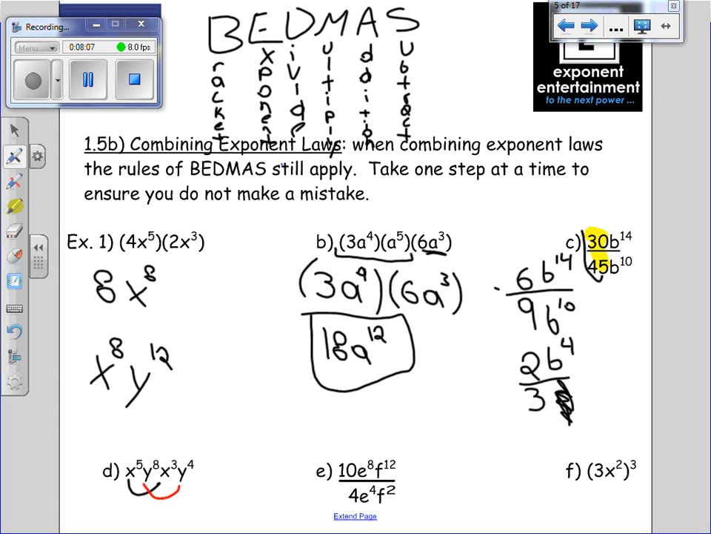Same thing for e. Simplify the coefficients. What do we get when we simplify the coefficients? 5 over 2. And put it over here. Then we have to simplify the e's. What do those become, Murphy? They become e to the power of 4, yeah. And fourth, simplify the f's. Murphy gives us, yeah, f to the power of 10. F to the power of 10.